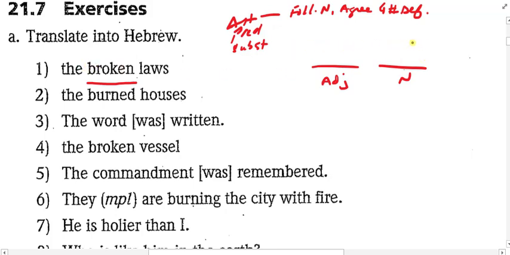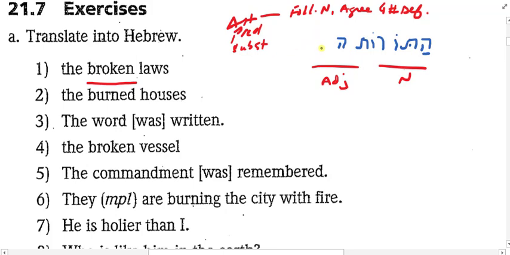Okay? So what are the laws in Hebrew? Ha-torot. So Torah is one law, Torot is multiple, right? So ha-torot, and then the broken, I have to have another ha because they have to agree in definiteness. What's the word for break?